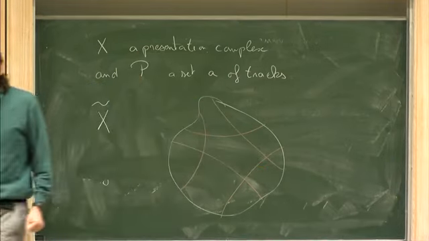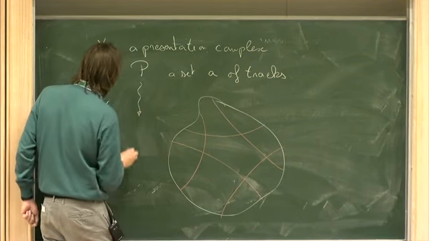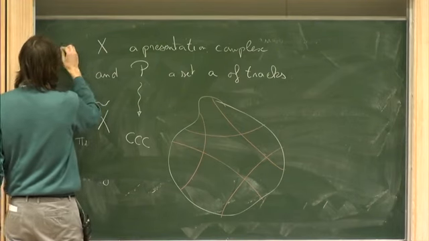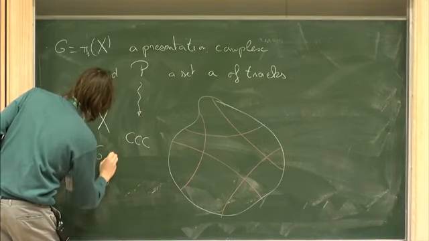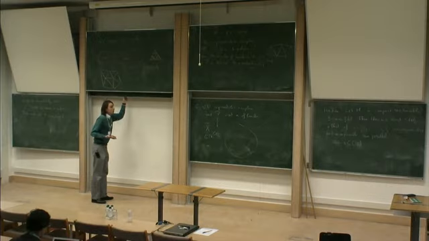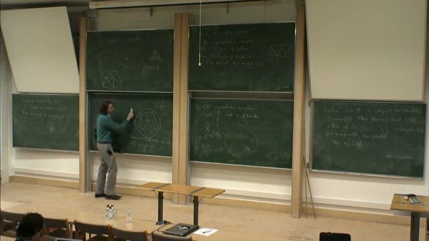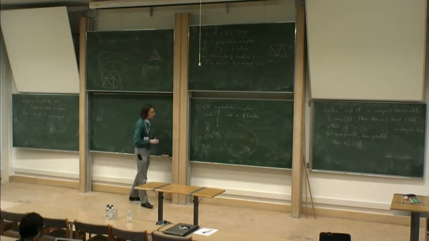And so using Sageev's construction, that associated to P is going to be an action of the pi1 of X. So G equals pi1 of X. So we're going to have an action of G on a Kazier cube complex, and we have the same notion of dimension. And so we have a notion of D pattern.